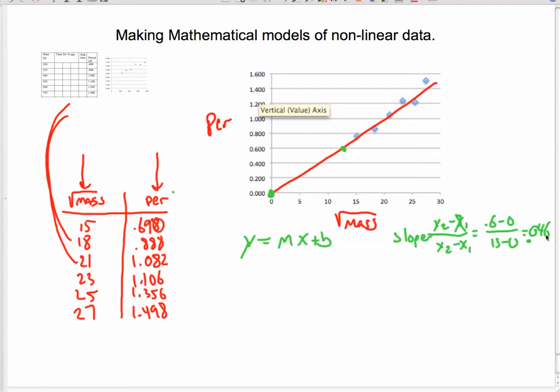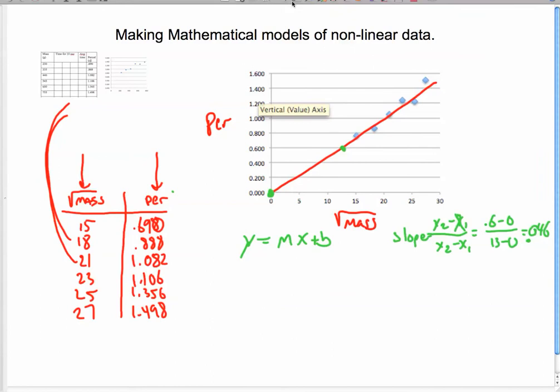In the previous section, we had determined the slope of this. Let's go ahead and use that to make our mathematical model. So we'll use the symbol T, because T stands for period, equals, and now here's our slope, 0.046, and then instead of x we have the square root of mass, and instead of b we're going to put the y-intercept, which is actually 0, and we can just leave that out.